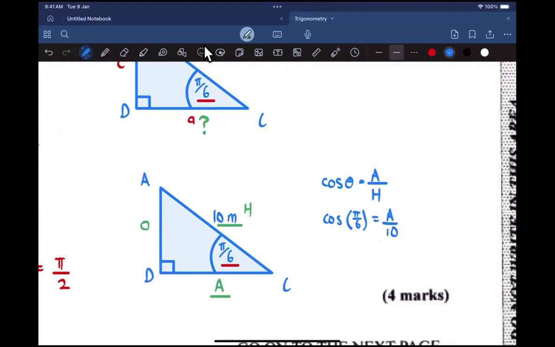I have A over 10. I want to find A. What do I have to do? I have 1/10 of A and I want to find A. I'm going to divide on both sides. I'm going to multiply. What am I going to do?